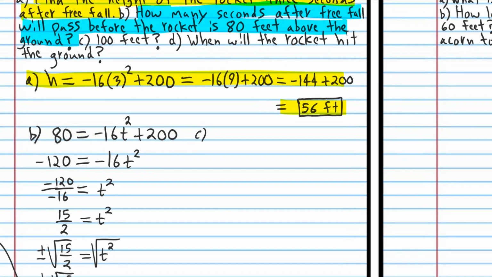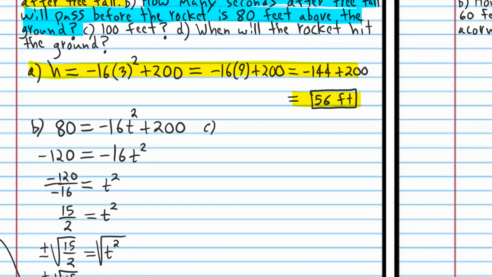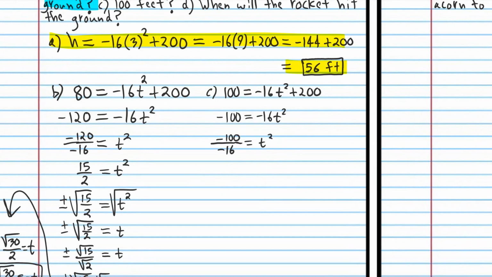Part C wants to know, we're doing the same problem, except now it's 100 feet. So we put 100 equals negative 16t squared plus 200. So subtract 200 from both sides. Negative 100 equals negative 16t squared. Divide both sides by negative 16. And I'm going to reduce that. And that reduces all the way to 25 over 4 if you divide both sides by 4.